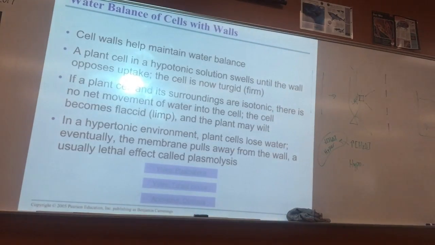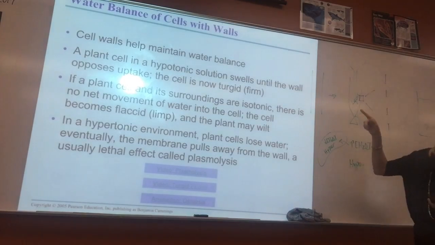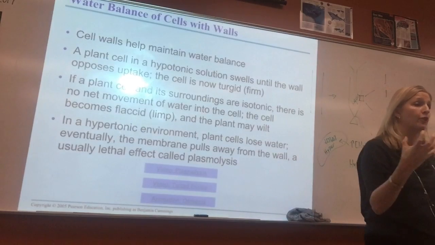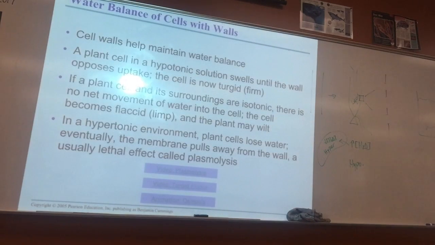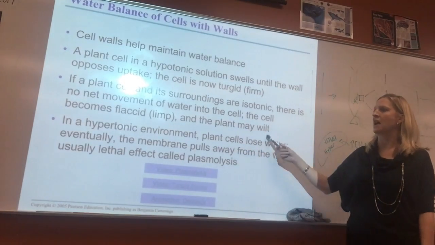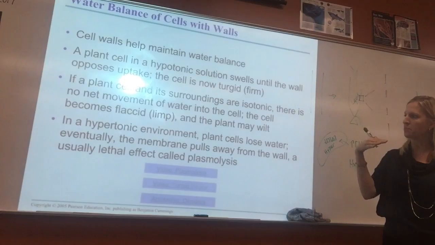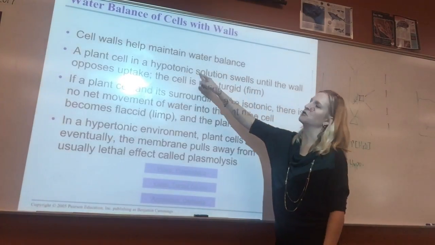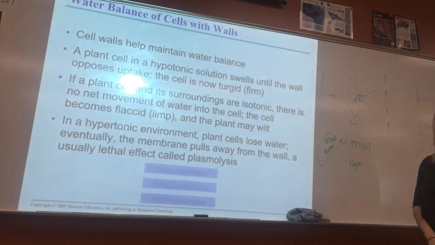Well, like I said, we've already talked about this. So cell walls help maintain water balance. A plant cell in a hypotonic solution swells until the wall opposes the uptake of the water, and we say that the cell is now turgid or firm. And if the plant and its surroundings are isotonic, then there's no net movement of water into the cell, and the cell becomes more limp, and the plant may wilt.